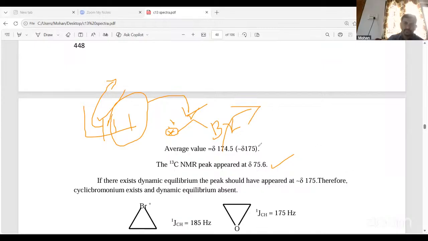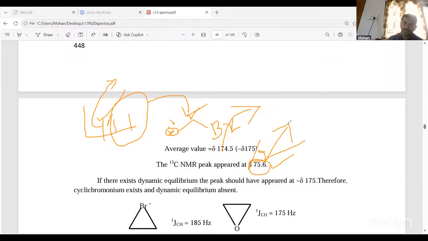So then it is known that 175 is the average value. We are taking the average value, so we are getting a different signal at 175. This is due to the dynamic equilibrium here.